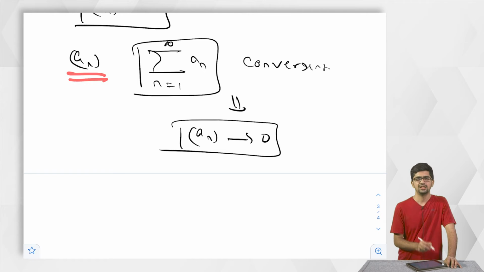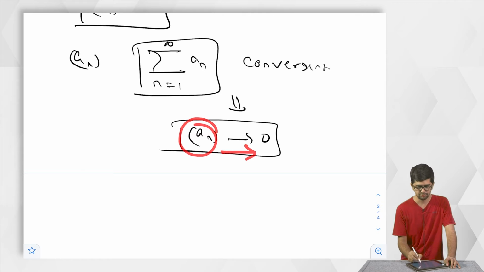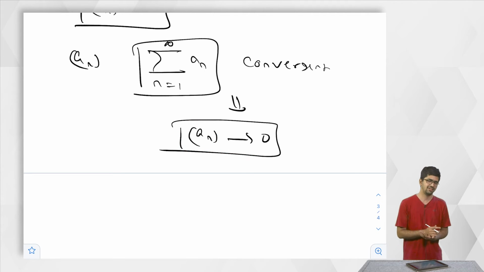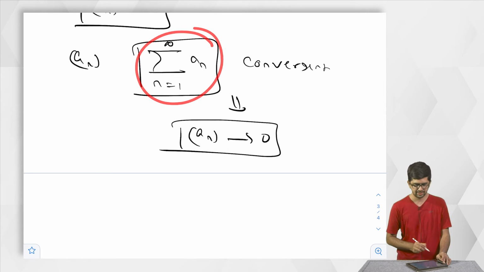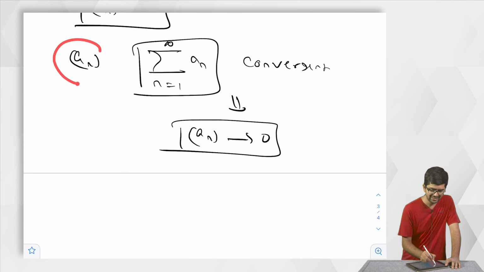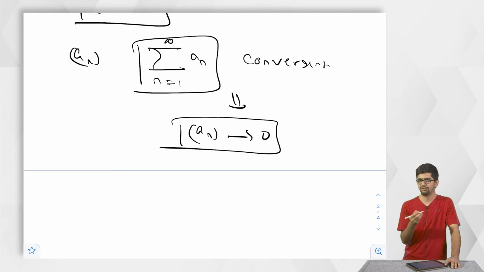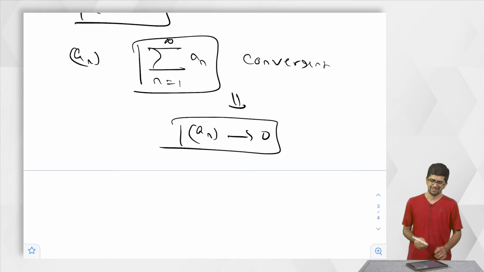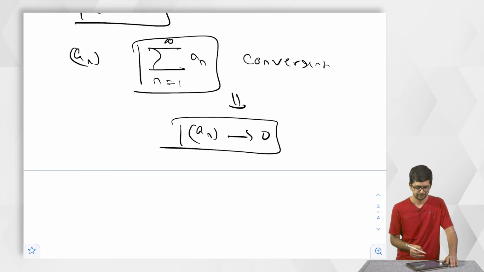For any sequence a_n, if the corresponding series is convergent, then this sequence should go to 0. I am assuming we are comfortable with this notation, and this is the phrase I will be using. For a sequence a_n, we say this is convergent or this is divergent. It is an abuse of notation, but it makes life easier for me, not for the students. They might get confused, but we have lecture notes, so you can just go back and check. There I will add more details.